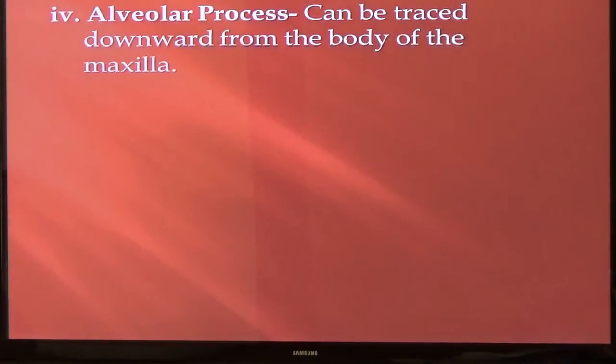Then the alveolar process can be traced downward from the body of the maxilla. What's the alveolar process? You guys remember from last week? What's in the alveolar process? Teeth. That's the extraction site. When we take the teeth out, we've got the alveolar process, and that's the part where the teeth are in. It's called the alveolar process because it's an extension of the maxilla where the teeth are.